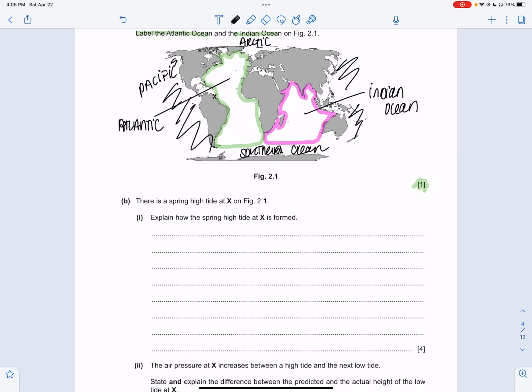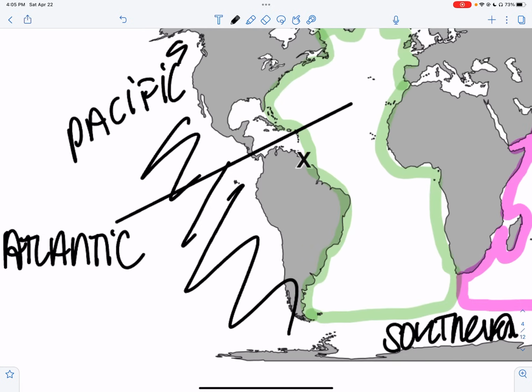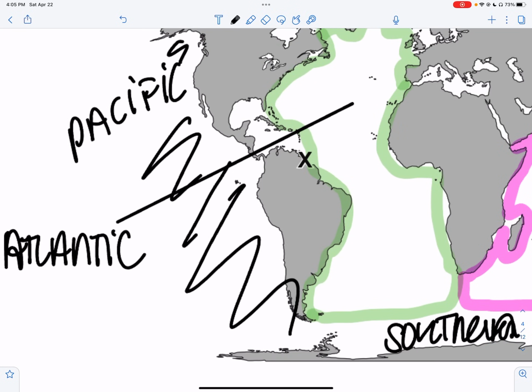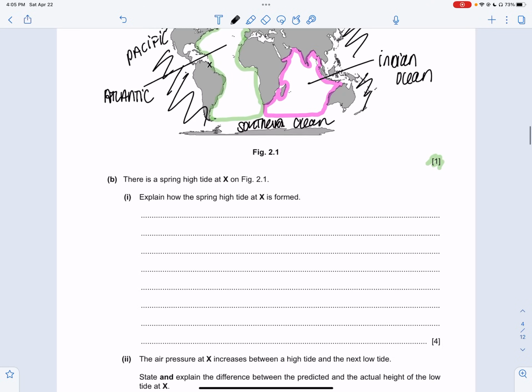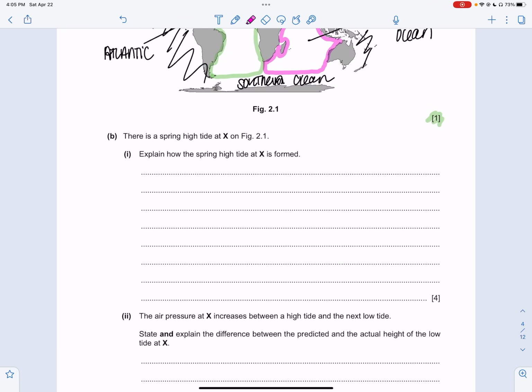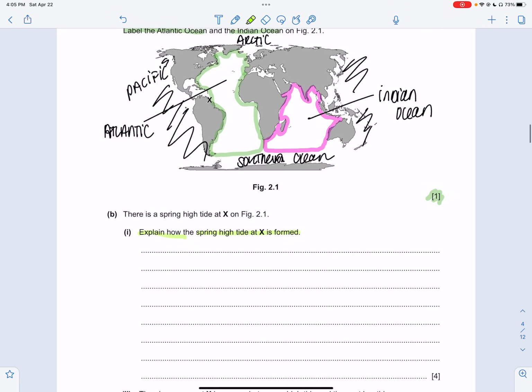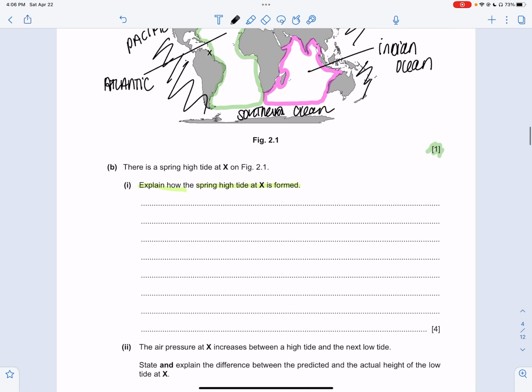There's a spring tide at X on figure 2.1. Here is X. Looks like it's Argentina. Explain how spring tide at X is formed. Don't let this confuse you. This question is asking, how does a spring tide form? This X could have been any coastal area. It doesn't have to be right there. So this question is essentially asking about how a spring tide forms.